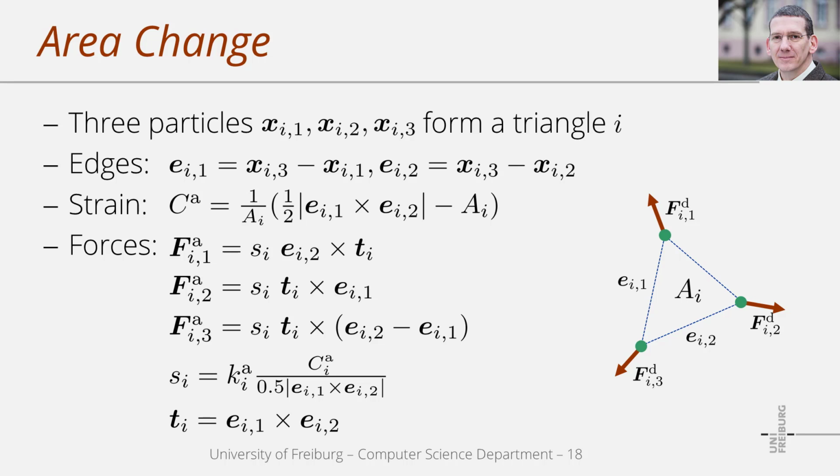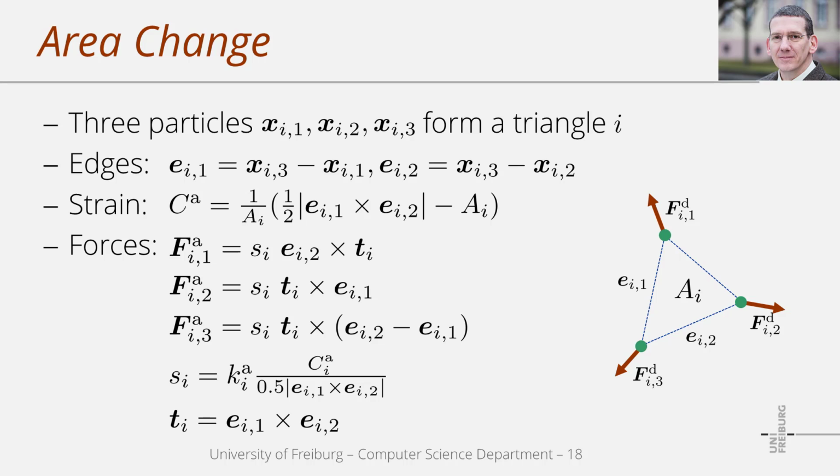In order to compute the elastic forces Fa, we need a material stiffness Ka, the element volume, which is the area of the triangle, the strain function Ca, and its partial derivatives with respect to all components of all positions of the element particles. We follow the same steps that I've described for the spring, and then we get the forces that we see here on this slide. The term Si is a scalar value that is mainly computed from the stiffness and the strain function, and the force directions are given by cross products of two vectors.